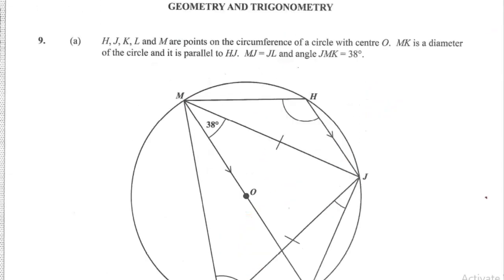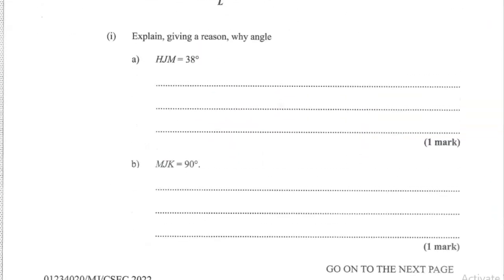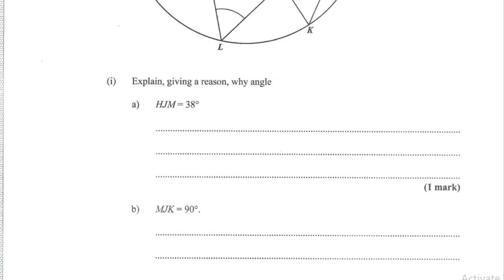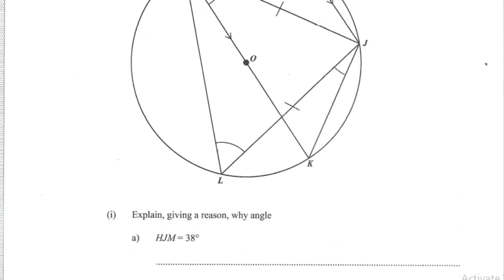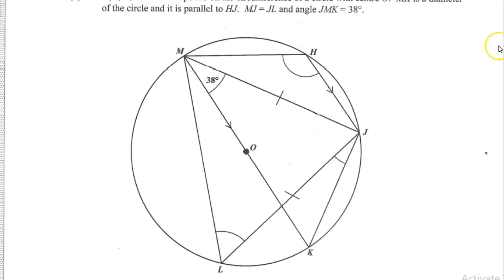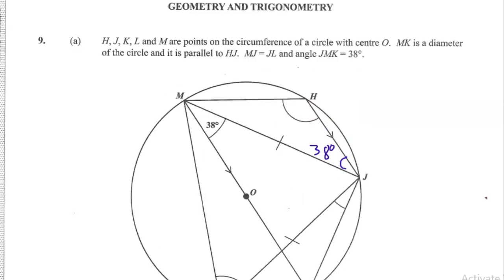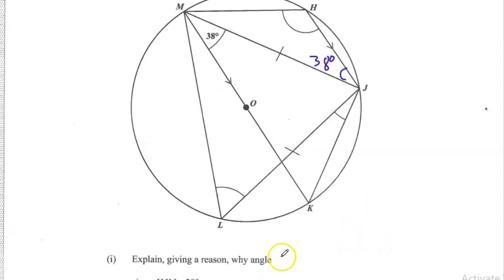What else are we told? JMK is 38 degrees. Alright? So we are asked to explain, giving a reason, why angle HJM is 38. So we are given the angles. HJM, we are told, is 38 degrees. The reason would be this angle HJM is alternate angle to JMK.